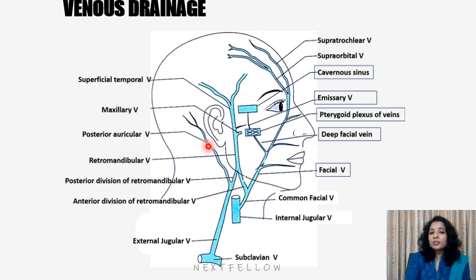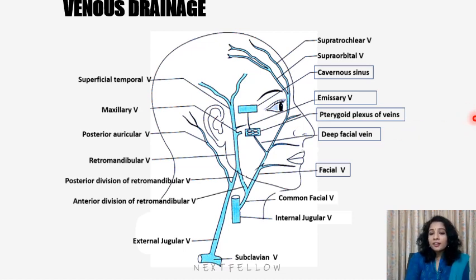Whereas the posterior division joins with the posterior auricular vein to form the external jugular vein. External jugular drains into subclavian vein. So posterior auricular vein drains the posterior side of the scalp. Still more posteriorly, it is drained by the occipital vein, and occipital vein drains into suboccipital venous plexus. So that is about the venous drainage of scalp.